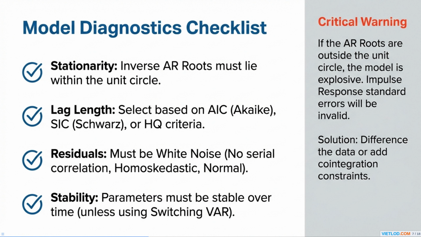Second, the lag length is a crucial choice. We use information criteria like AIC, SIC, or HQ to select the optimal number of lags, balancing model fit against parsimony. Third, the model's residuals must behave like white noise. This means they should have no serial correlation, constant variance, homoscedasticity, and be normally distributed.